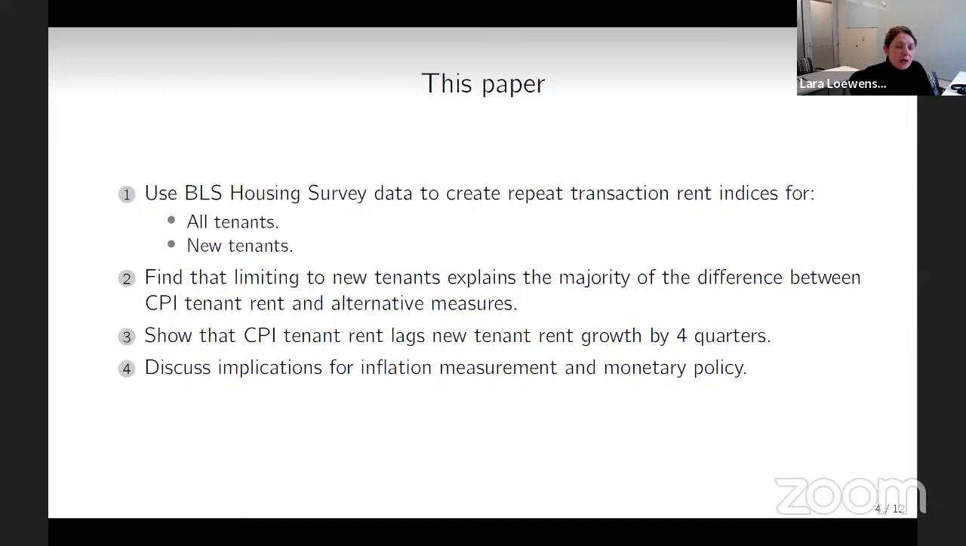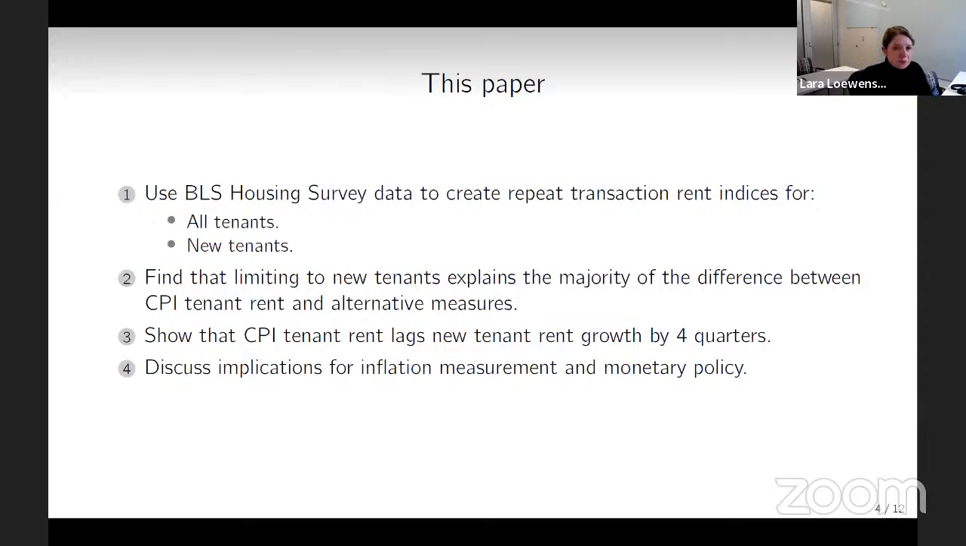whether the differences between those and CPI tenant rent are being driven by methodology, or by the fact that they have completely different data sources, or by the scope, whether it includes all tenants or just new tenants. And what we're going to find is that pretty much all of the difference is explained by limiting the data set to new tenants versus all tenants. Then we're going to discuss a few more details, such as how much CPI tenant rent lags new tenant rent growth, which is about 4 quarters, or a year. And then we discuss very briefly some implications for inflation measurement and monetary policy.